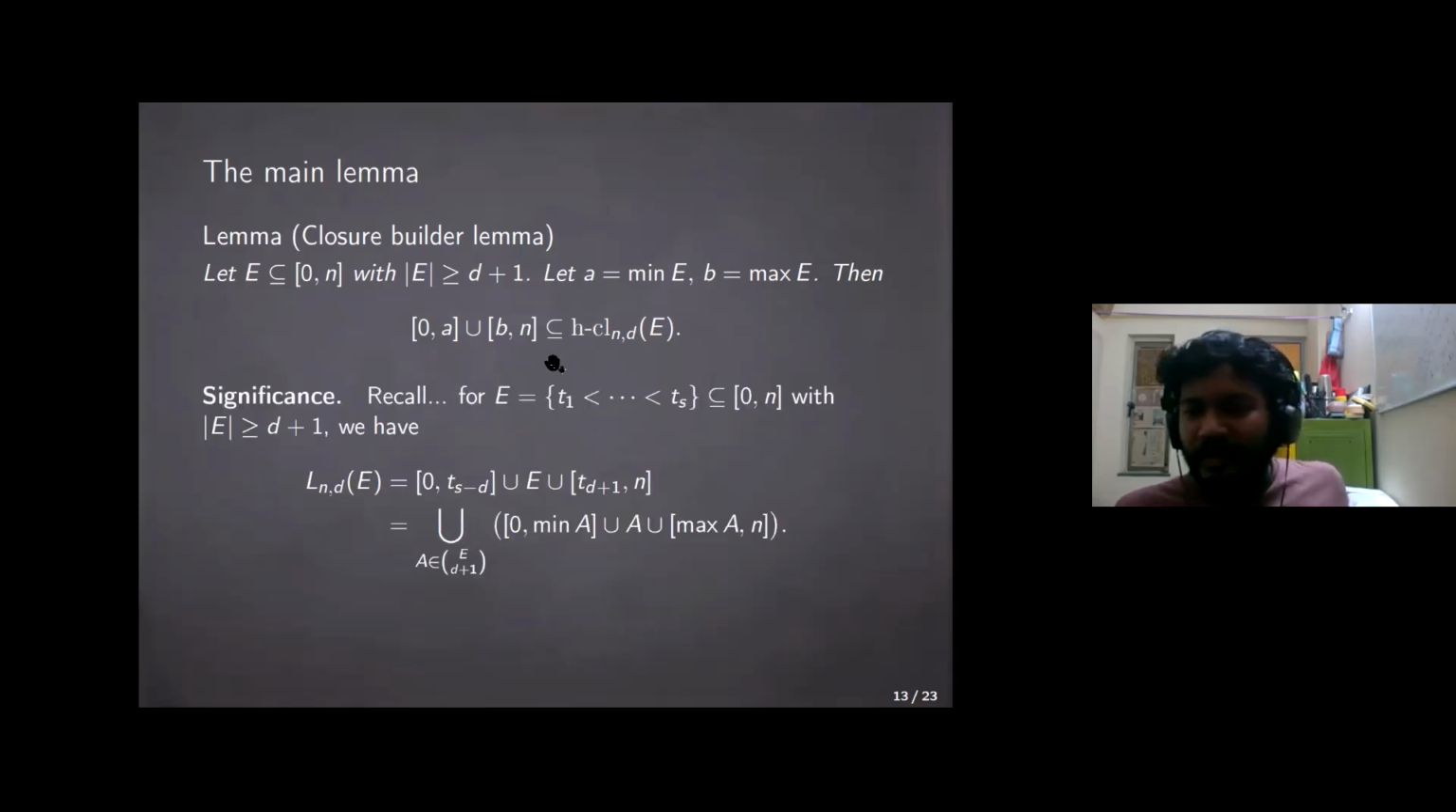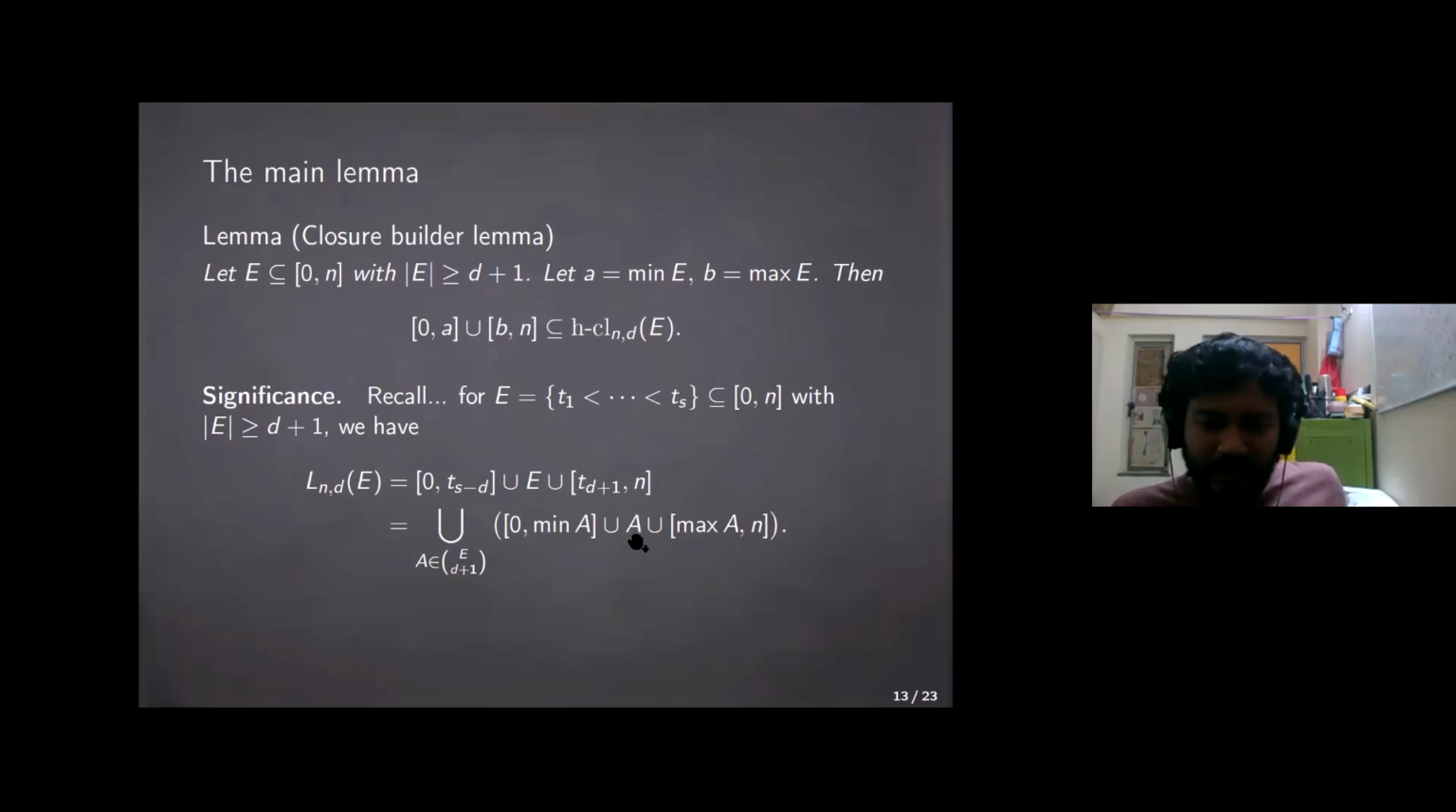So why do we care about this lemma? This connects exactly with the operator L_d that I was mentioning earlier. So if we start out with a subset of size at least d plus 1 and enumerate it as t_1 to t_s, L_d has this compact representation. It's a union of E along with the initial segment 0 to t_{s-d}, and the final segment t_d plus 1 to n.